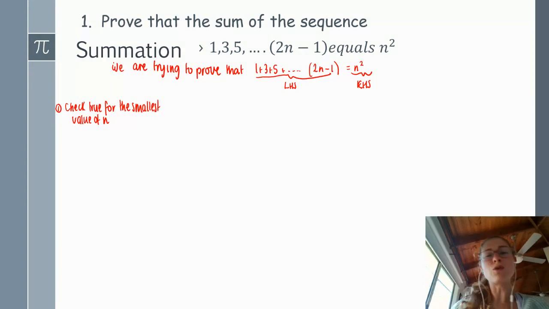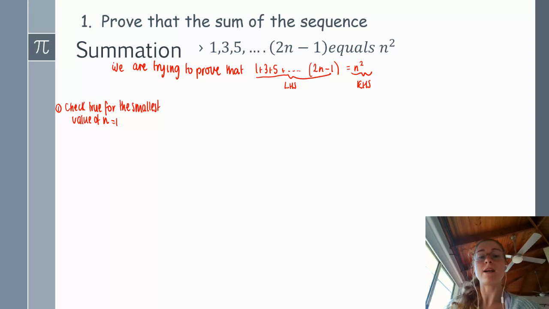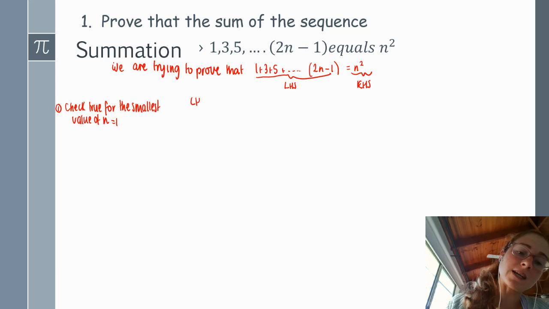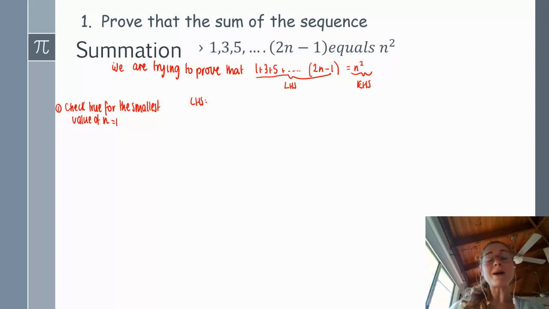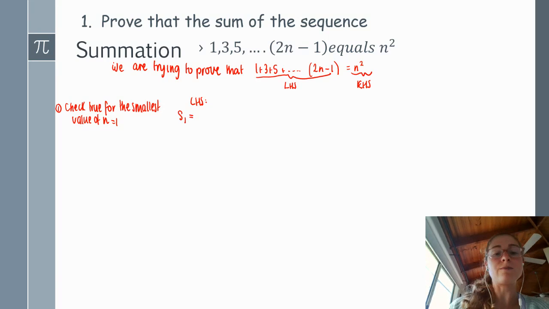So what is the smallest number of terms you can have in any sequence? Just 1. So we're going to prove it's true if we only had the first term in our sequence. Let's start with the left-hand side. So basically we're just trying to prove that the left-hand side is equal to the right-hand side. So what is the sum of the first term looking at our left-hand side? Well, the first term is just 1. So the sum of 1 is just 1.